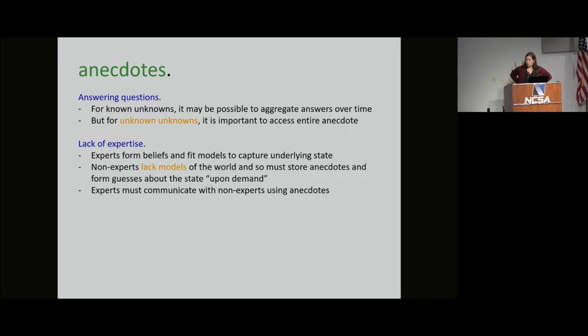One is that anecdotes are particularly useful for answering questions when you don't know what the question will be. If I knew that you were going to test me on the quality of coffee in Stockholm, I might have just done some fit of some model I have about quality and coffee and stored that in my memory, right?